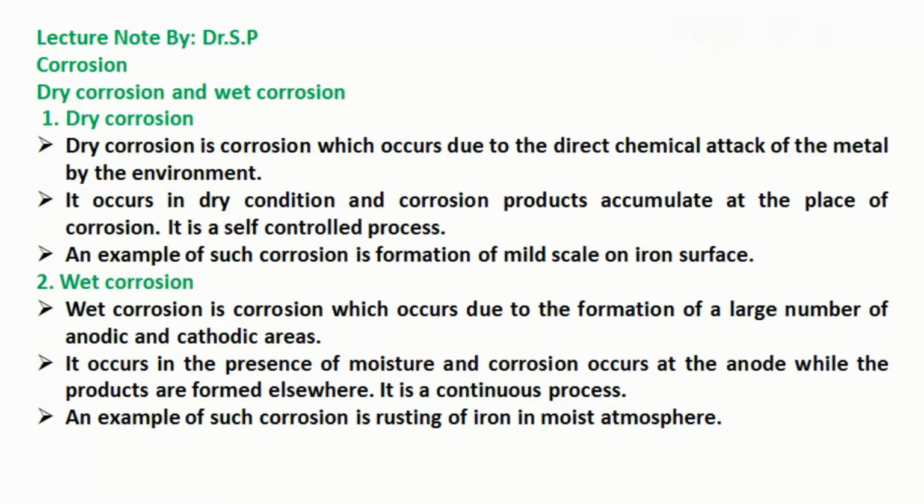Wet corrosion. Wet corrosion is corrosion which occurs due to the formation of a large number of anodic and cathodic areas. It occurs in the presence of moisture and corrosion occurs at the anode while the products are formed elsewhere. It is a continuous process. An example of such corrosion is rusting of iron in moist atmosphere.